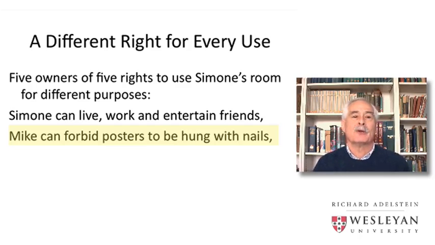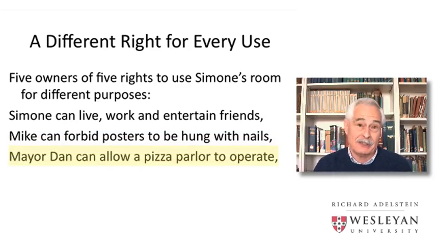A third property right owner is Mayor Dan, who can allow a pizza parlor to operate anywhere within the city limits of Middletown, and also, therefore, can choose to disallow a pizza parlor from operating anywhere in the city of Middletown. Mayor Dan has, as we speak, made it illegal, that is, denied the right to open a pizza parlor in any dormitory room on the Wesleyan campus.